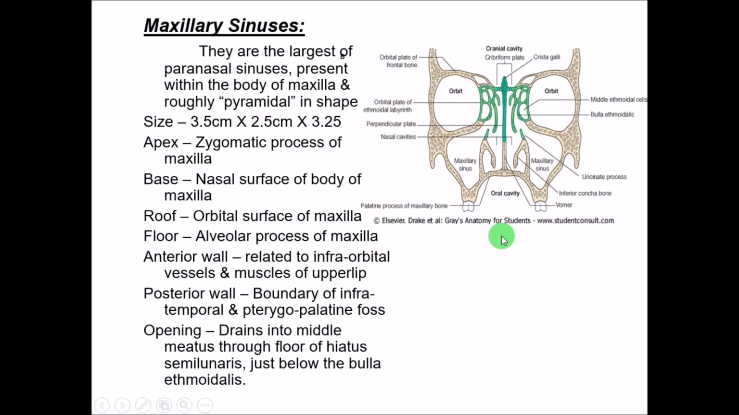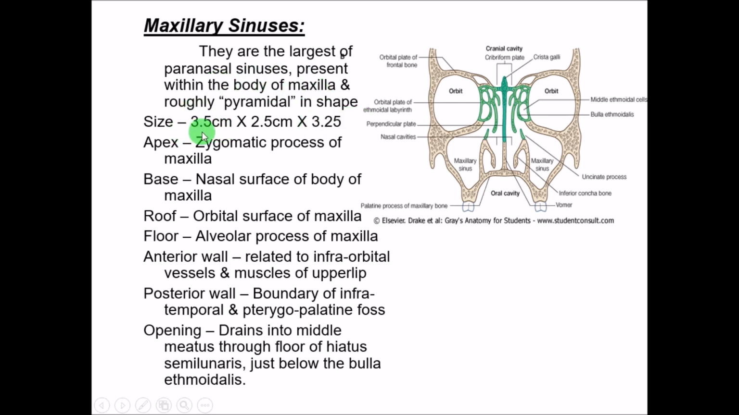If you take a section here, this is how it looks. Beside the orbit, within the maxilla, we can see the maxillary air sinuses on either side. This is the nasal cavity, this is the nasal septum, and this is the other nasal cavity. These are the conchae: the inferior concha, the middle concha and the superior concha. Here is the middle concha, within which the maxillary sinus will open. So they are the largest of the paranasal air sinuses, the maxillary sinus, present within the body of the maxilla and roughly pyramidal in shape.